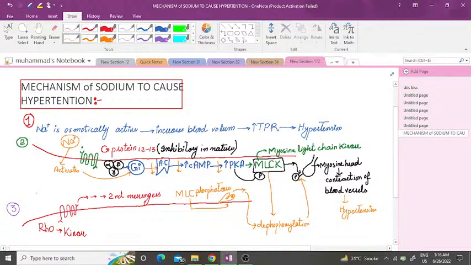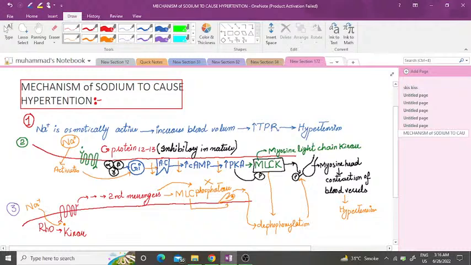But when we use an unusual increase in sodium, sodium activates this Rho receptor, and this Rho receptor, when associated with the second messenger system, then activates this second messenger, which inhibits this myosin light chain phosphatase. Listen again: the sodium activates the Rho receptor.